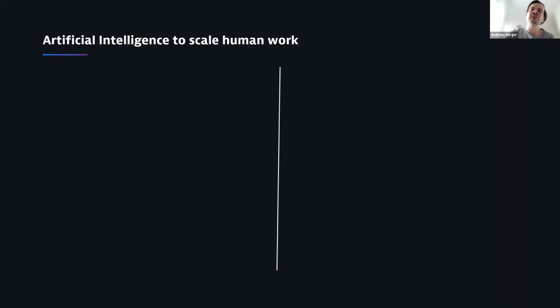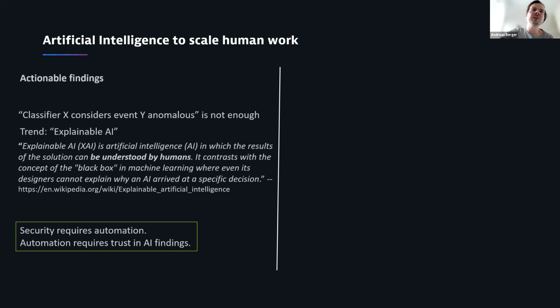I just want to scale myself in order to make sure that the right things happen. And one important thing there is we need actionable findings. In the past, what happened very often was that you had a machine learning algorithm that said, classifier X considers event Y anomalous. And that's it. That's what the system gave you. And then you are left alone figuring out whether this has any impact on your environment or what you should do with that or interpret it.